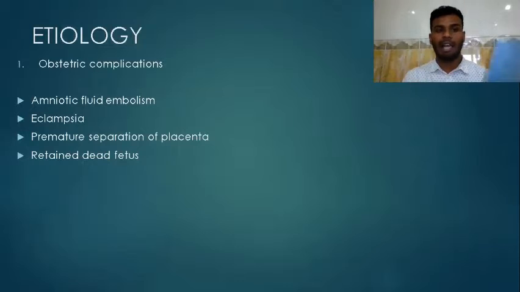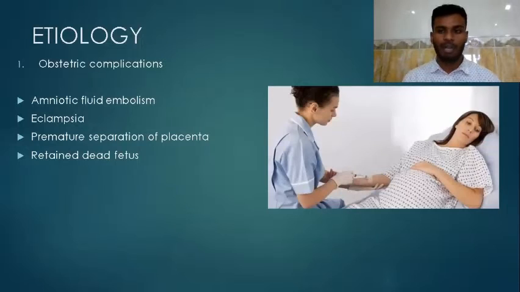So let's see the etiology. The first one is obstetric complications. The first is amniotic fluid embolism, which is characterized by acute and rapid collapse of mother and or baby as a result of an allergic-like reaction to amniotic fluid entering the maternal circulatory system. Second is eclampsia, a condition where high blood pressure results in seizures during pregnancy. Third is the premature separation of the placenta. And the fourth one is the retained dead fetus.